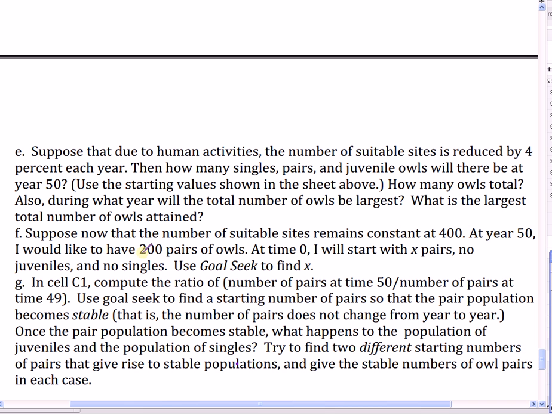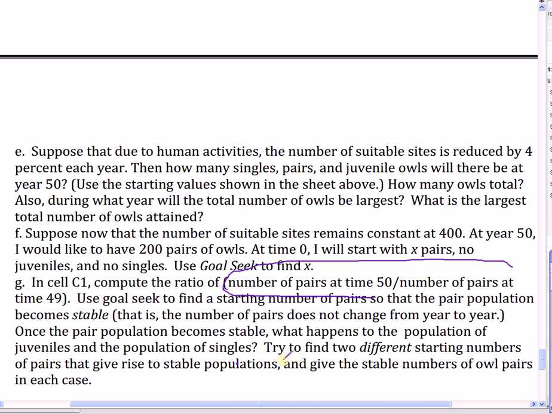Okay, in part F, it's straightforward, pretty much like what I did. In part G, you're going to put in cell C1 a ratio of successive numbers of pairs. And you want to use goal seek to find a starting number of pairs so that the pair population does not change from time 50 to time 49. Now, if the number of pairs at time 50 is equal to the number of pairs at time 49, then what is this ratio? I'll let you think about that, but this ratio has a very simple value. So that's your target value for cell C1.